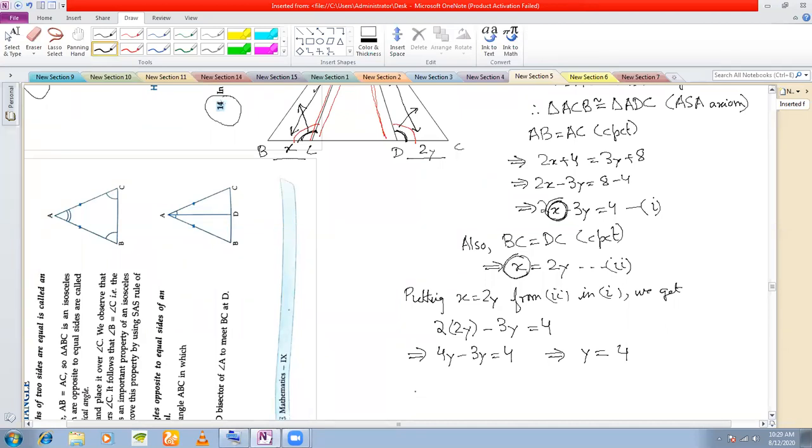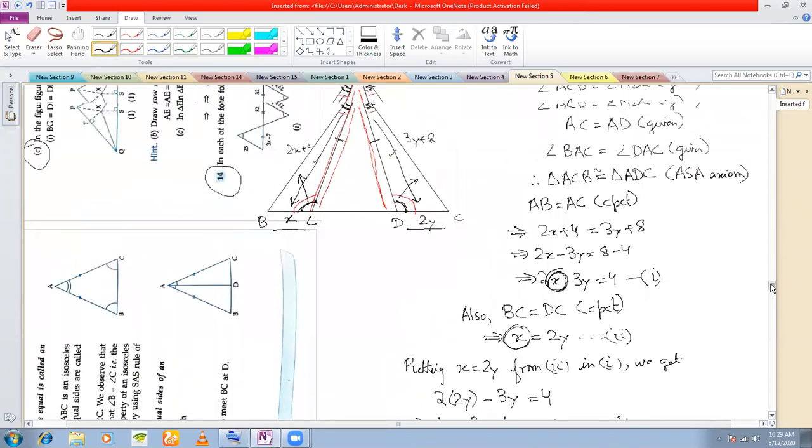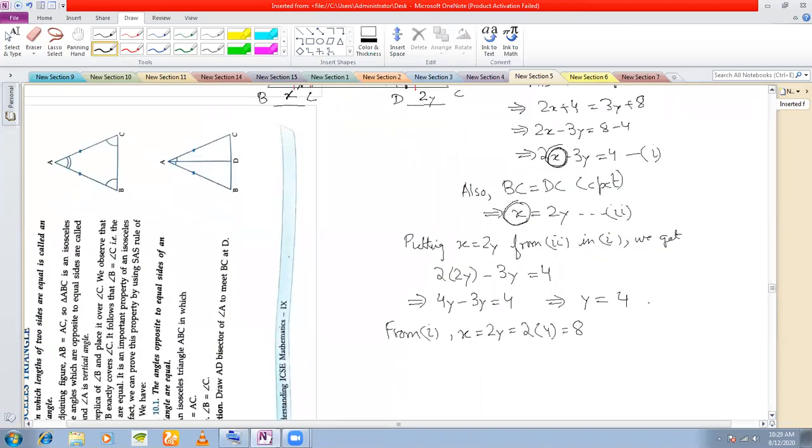Okay. And the time is also going to finish. So if it gets disconnected in between, I've already solved this problem. From 2, x is equal to 2y. And what is the value of y that we have found? 4. So x is 8. So that was your question. Find the values of x and y. So we have found x and y. Okay. So we'll continue tomorrow.